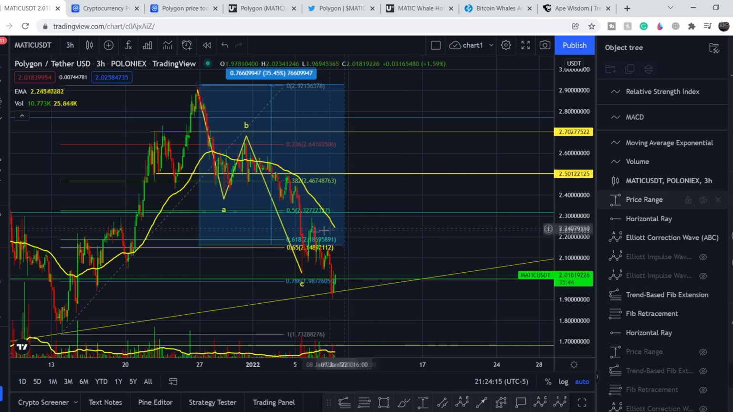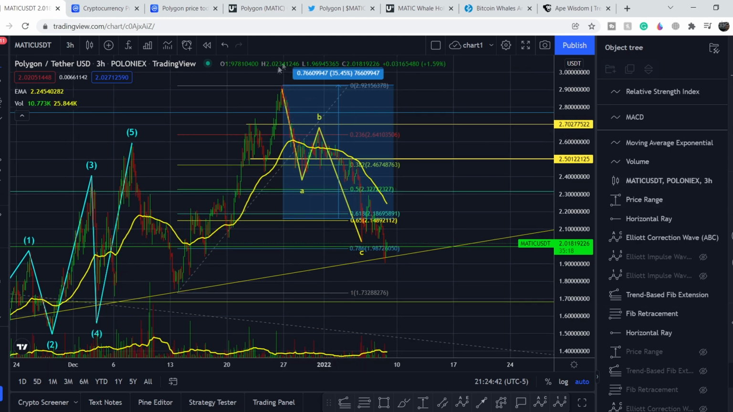So let's start with the price chart. I made my previous video somewhere at this point, in the range of about $2.14, which is the Fibonacci retracement level of 0.65 and the golden pocket, statistically the most probable range of trend reversal.